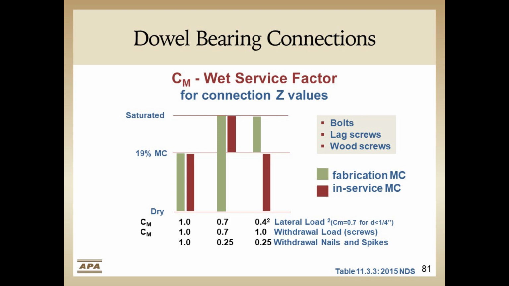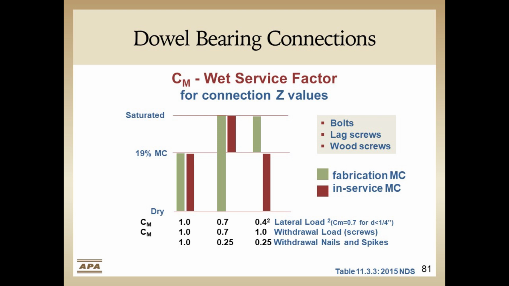So let's first consider if the fastener installed is in a dry material and is used in service as a dry material. There's no adjustment factor, and you'll see in the table that C sub M equals 1.0. However, if the material is being used in a wet condition, greater than 19%, there is a 0.7 reduction required for lateral and withdrawal for screws and 0.25 for nails. But also note that there are reductions required for dry use service conditions if the fastener is installed in wet wood. In this instance, the lateral load adjustment factor is 0.4 and 1 for withdrawal for screws and 0.25 for nails and spikes.